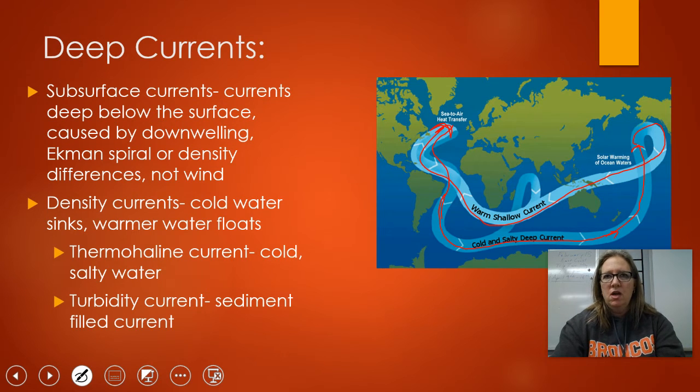Turbidity currents are currents that are filled with sediment for some reason. So just like water that's filled with salt is more dense, water that's filled with sediment is more dense. And so those will be a deeper current, okay?